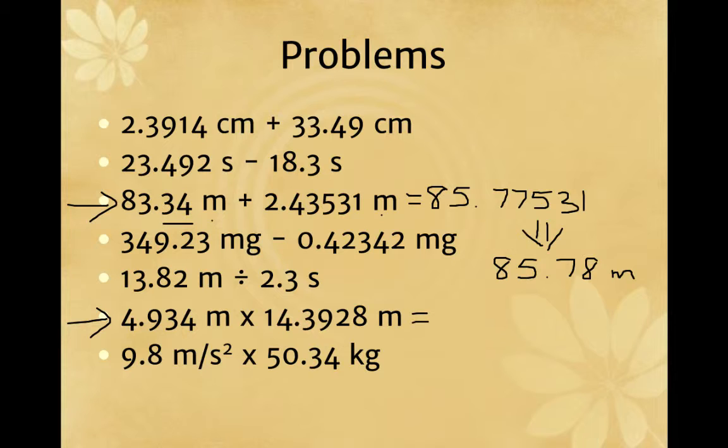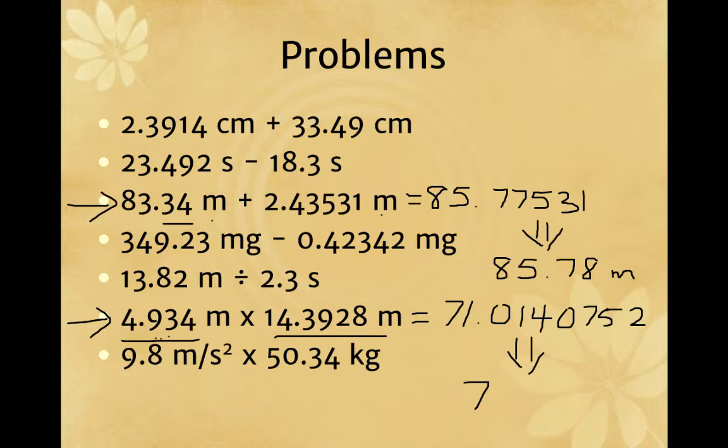Okay, the next one, we're multiplying this time. So 4.934 times 14.3928. So my rule is a little different. I have to count total significant figures. So when I put this into my calculator, I get this big long number. Calculators never keep track of your significant figures. So I have to go back. I have 1, 2, 3, 4 significant figures here, 6 significant figures here. So I have to round it to 4 significant figures. So to round this number to 4 total significant figures, I would have 71.01.